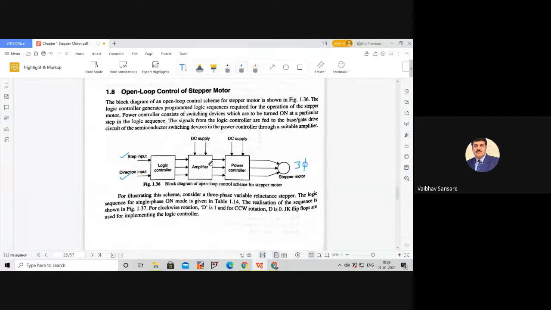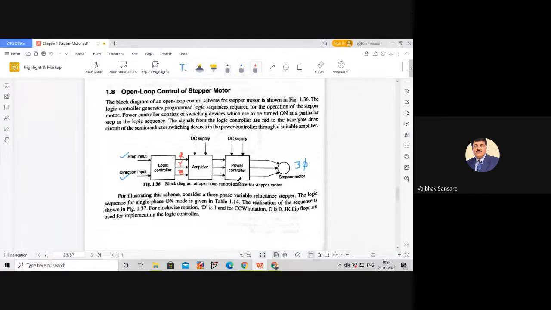Generally this controller generates the 3 excitation pulses which are required for the 3 phases. Say we consider the excitation pulses for R phase, Y phase and B phase. For simplicity we rename the 3 phases as R phase, Y phase and B phase. So there is a separate control logic for R phase, Y phase and B phase. These control signals which are initiated by the logic controller are given to the amplifier.